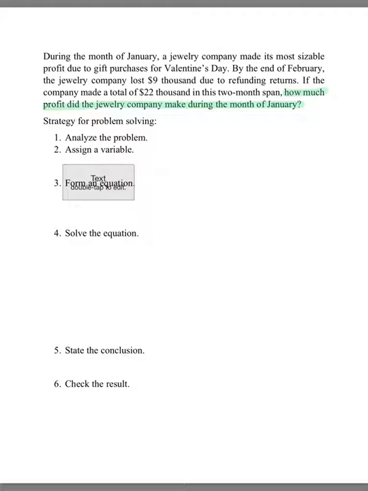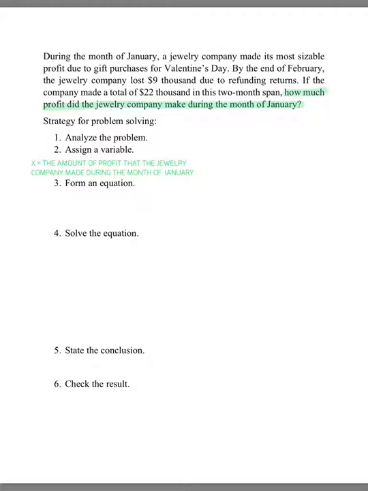We're going to let x, and again, any variable will work. So we'll let x represent the amount of profit that the jewelry company made during the month of January.